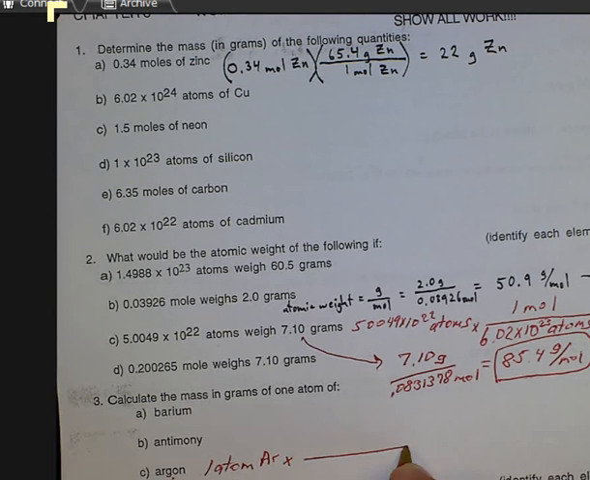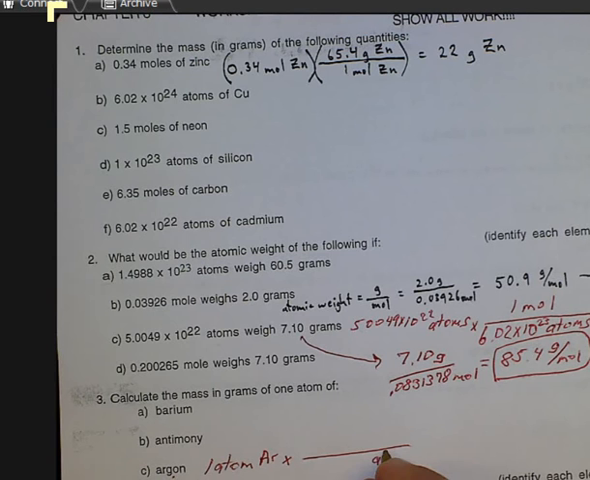So my first step is to convert atoms of argon to moles of argon, the same way that we just did up here in this problem. We're going to divide it by Avogadro's number. Regardless of the element, whenever we're converting atoms to moles, we're going to use Avogadro's number. That cancels out our atoms.